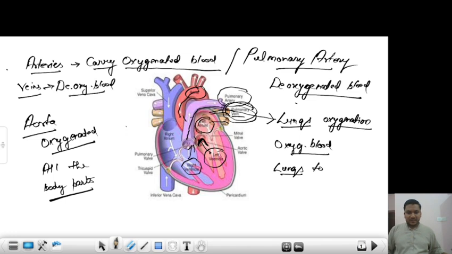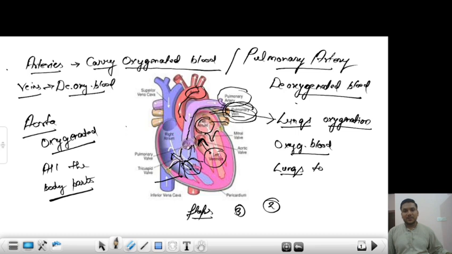Here you can see the tricuspid valve, which functions to prevent the backflow of blood from right ventricle to the right atrium. Here you can see the bicuspid valve. Cusp refers to the flaps. Tricuspid valve has three flaps and bicuspid valve has two flaps. These valves are connected to the walls of the heart by special tendon fibers, that is chordae tendineae. Got it? So we are clear with the diagram.